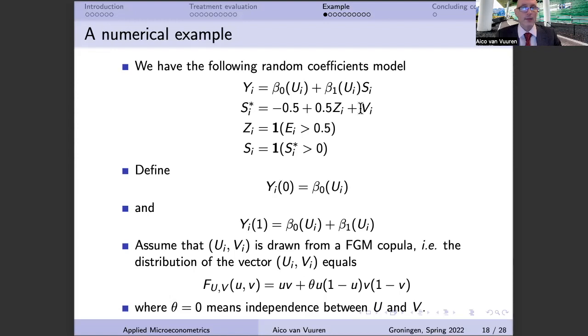In order to be a complier, which means of course that your S0 should be equal to 0, what we need to have is that V should be smaller than a half. So based on this, given that theta is positive, we can expect that V and U are positively correlated with each other. That means that individuals who are compliers have relatively low levels of V, because phi must be larger than a half, and that means that they will also have relatively low levels of U.